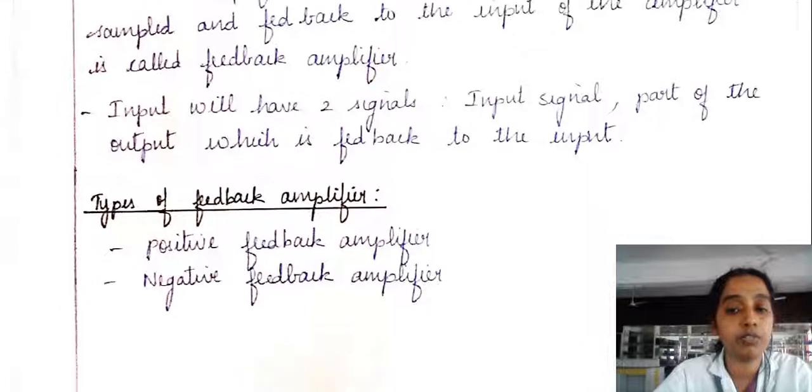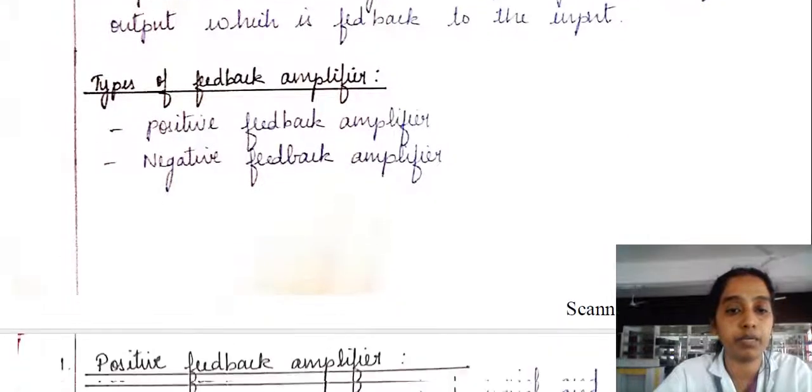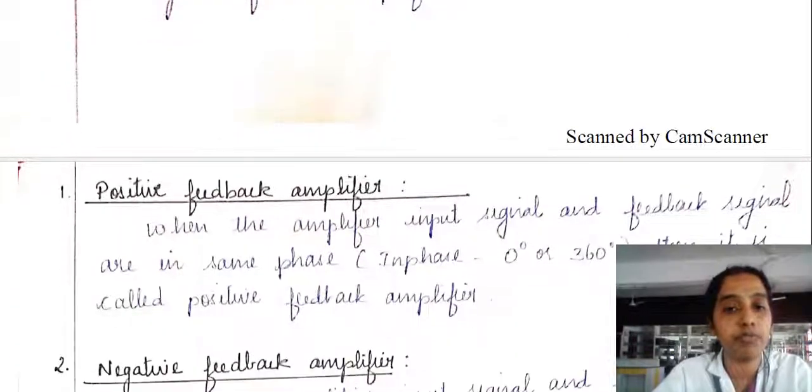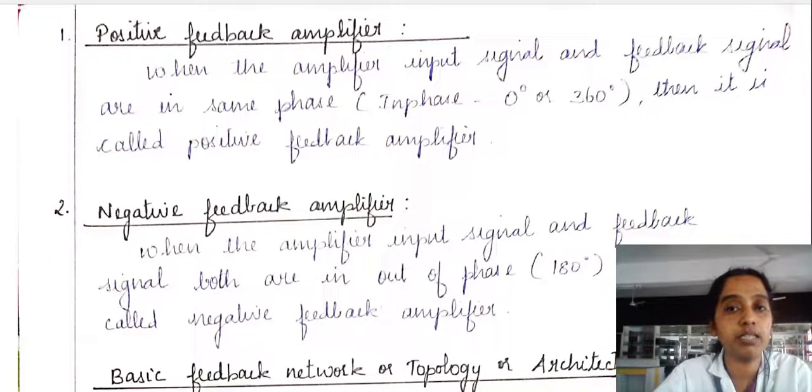What are the different types of feedback amplifier? We have positive feedback and we have negative feedback amplifier. So what is positive feedback? When the amplifier input signal and the feedback signal are in phase, so when they are the same, they do not differ in phase, then it is called a positive feedback amplifier.